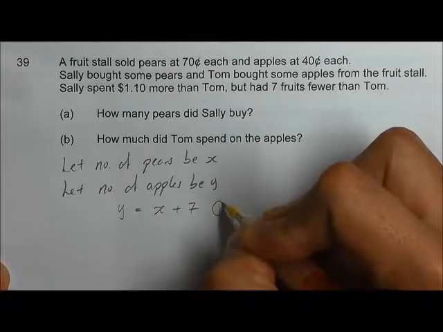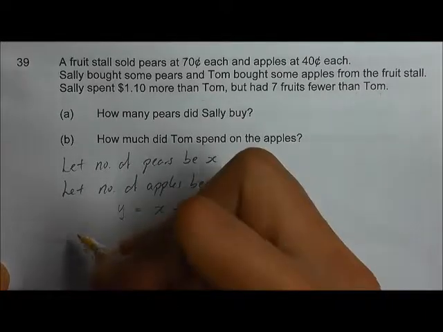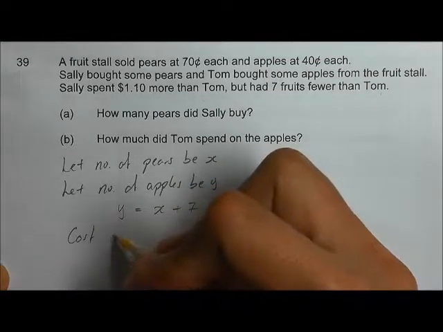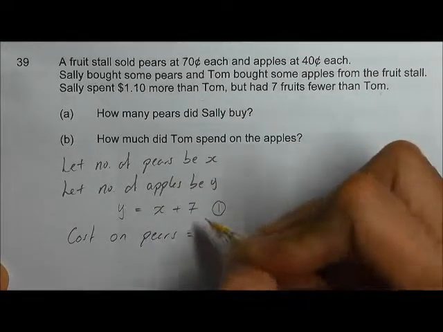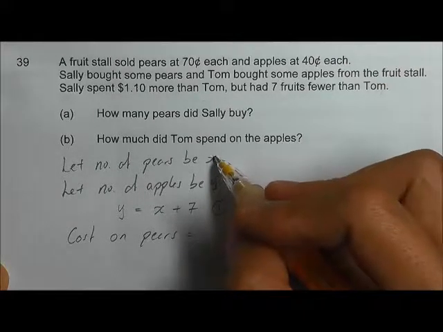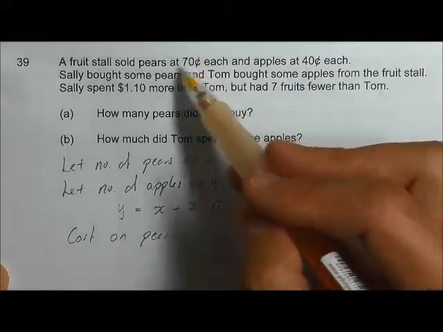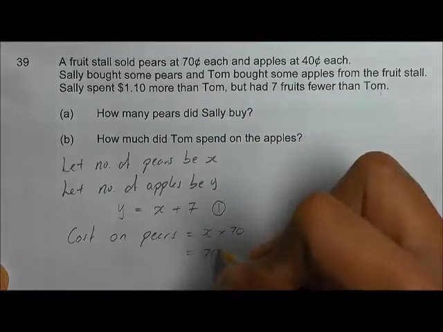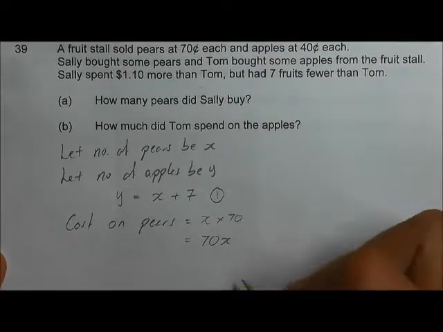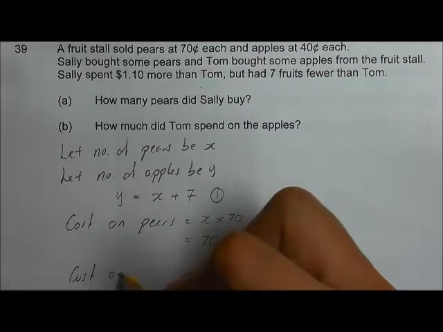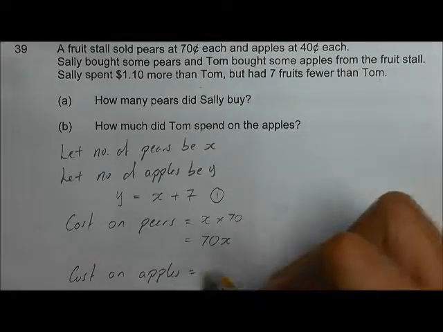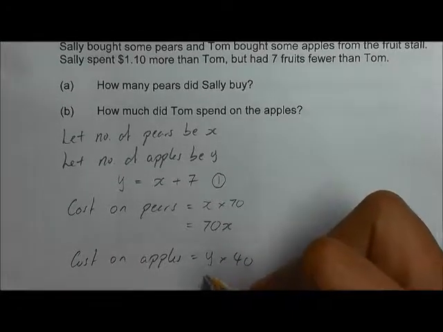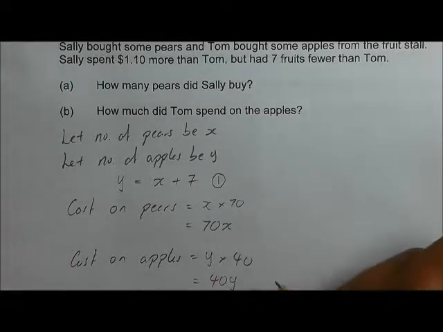This will be our equation 1. Okay, and the cost spent on pears will be the number of pears, which is x, multiplied by the cost per pear, which is 70 cents. So x times 70 is equal to 70x cents. And the cost on apples will be y times 40. So we will have 40y cents.